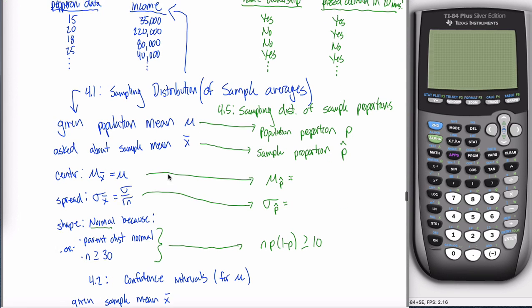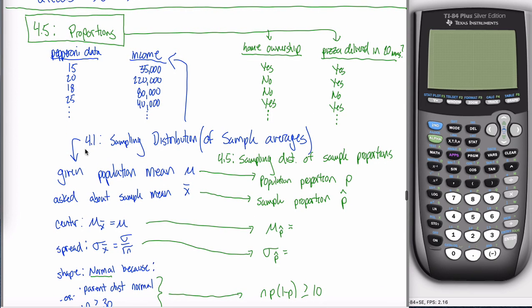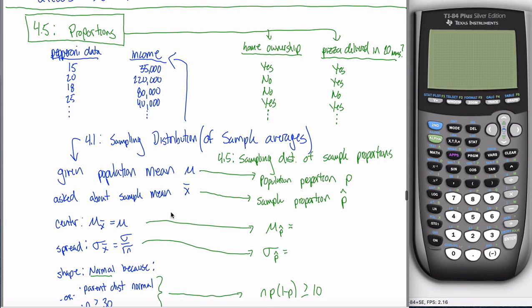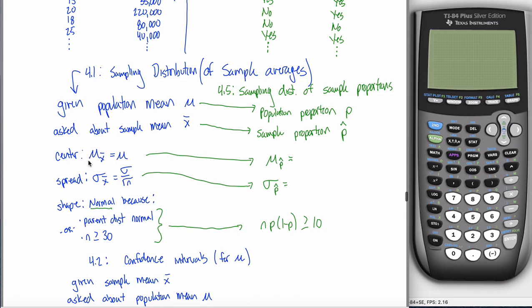I want to start out with a proportion question that's similar to a 4.1 question. As a reminder, in 4.1, that's where we dealt with the sampling distribution of sample averages, technically. And we're always given the population mean, so the center of the parent distribution, and we use that to find the center of the sampling distribution. And if we knew the center of the sampling distribution, we could answer questions about a sample average.